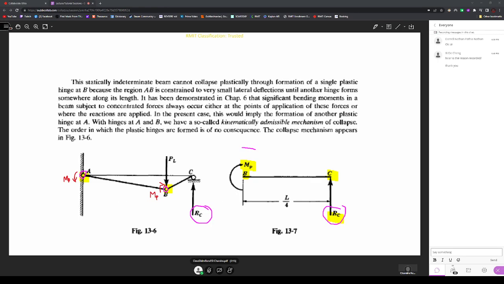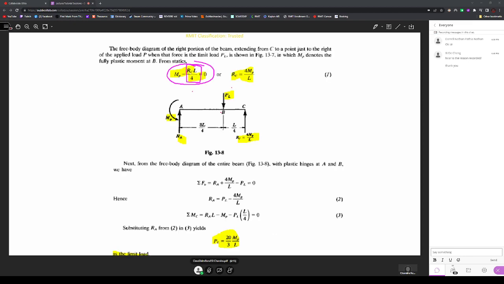So the sum of moments acting in this cross section will be 0. That means MP, then what is the moment due to this RC? RC into L by 4. That is what you can see here: the sum of the moments acting on the system is 0. Therefore, from this you can see that when the moment becomes plastic moment, the reactionary force acting at C will be 4 MP over L. This is the reactionary force acting at point C when the load reaches plastic load PL.